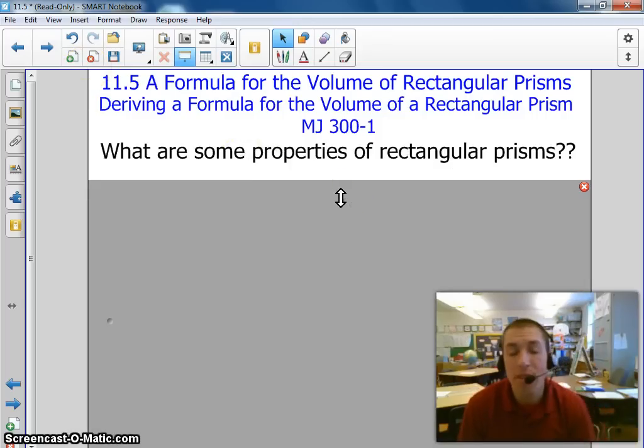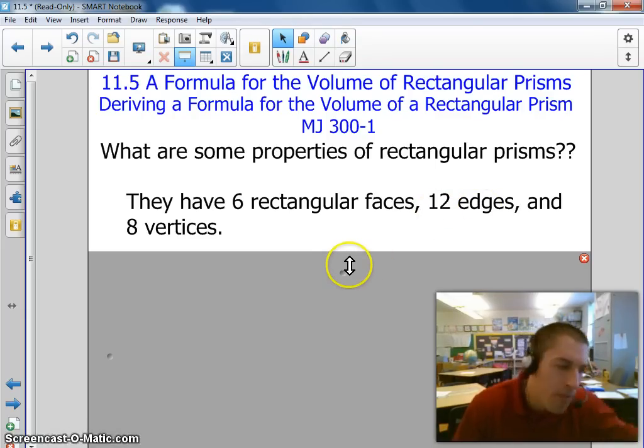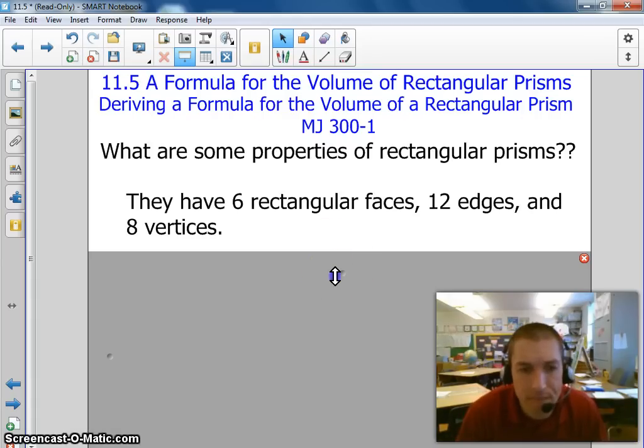Alright. Now, what are some properties of a rectangular prism? We've been talking about these the last few days. So what makes a rectangular prism a rectangular prism? Can you give me some? Well, I hope you know there are 6 faces, mostly all rectangles. Okay, they have 12 edges. If you count them up, there should be 12. And 8 vertices. 4 on one side of it, 4 on the other.